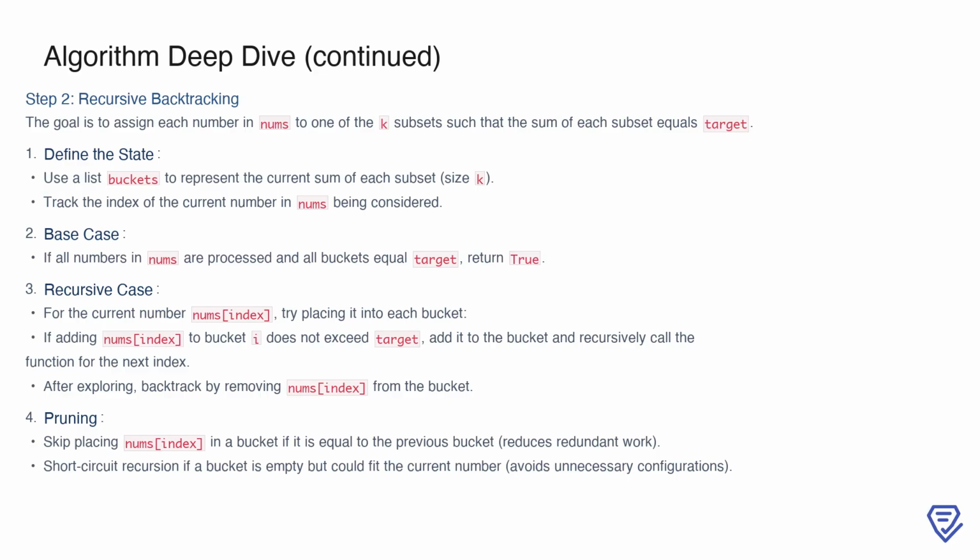For the recursive case, we try placing the current number into each bucket. If adding the number to a bucket does not exceed the target, we temporarily update the bucket sum and proceed to the next number. After exploring this option, we backtrack by removing the number from the bucket to restore the previous state. Pruning plays a key role in improving efficiency. By skipping buckets that are identical to previously considered ones, we avoid redundant work. Additionally, if a bucket is empty but capable of holding the current number, we can short-circuit further attempts with other buckets, as the configuration would ultimately be redundant.